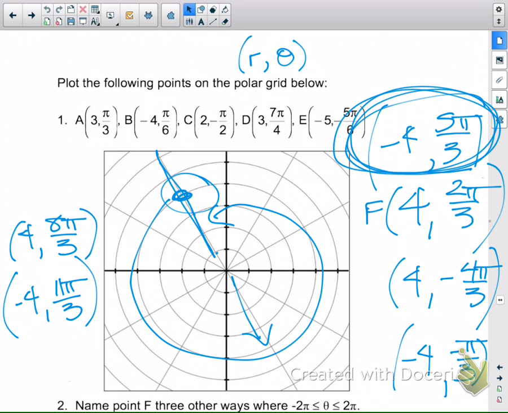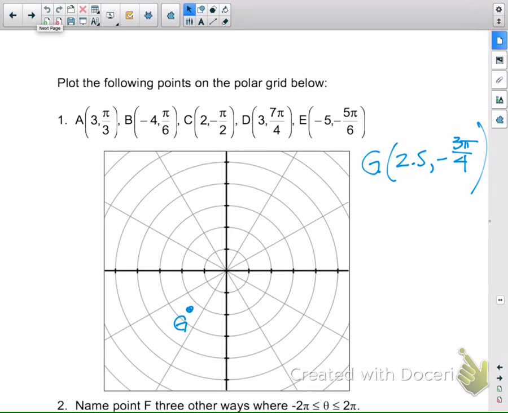Take a minute. Try number 4 at the bottom. All right. Any issues placing point G? No, I got that. Backwards 3 pi over 4 and go out 2.5. All right. So if I'd like to name it other ways, someone give me one other way I could name G. 2.5 and what? Pi over 4. If I do pi over 4, that's the right direction, but what does your radius have to be? Negative. That's one way.